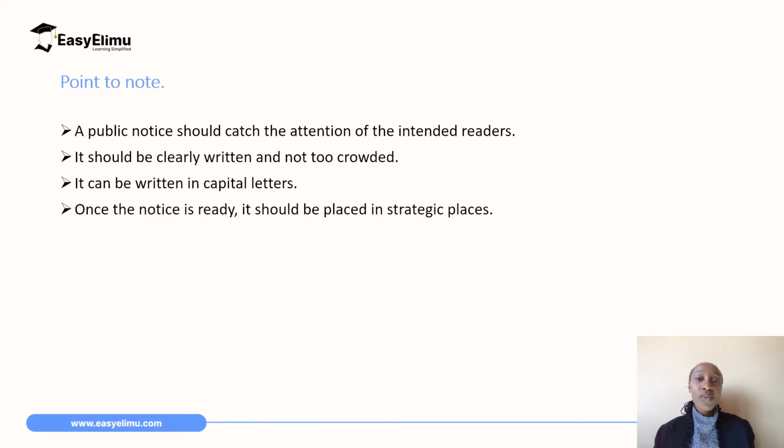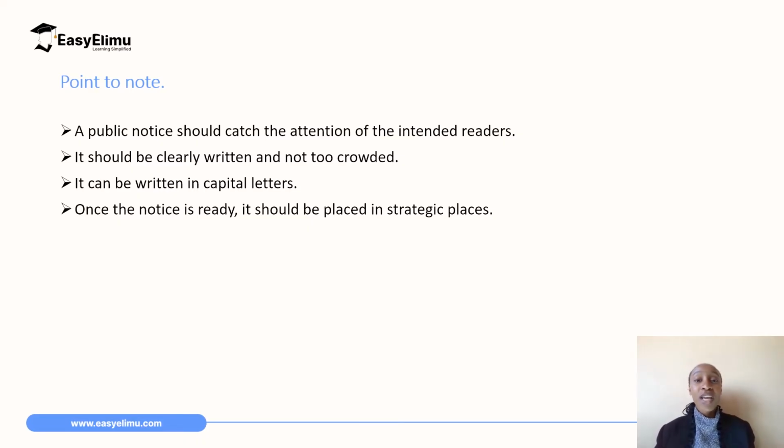And lastly, once you are done preparing your poster and it is now time to put it out there, ensure you put it in strategic places, in places where you know many people will see it. For example, in a setting of maybe your estate, if you have an estate kiosk, you can ask the kiosk owner for permission to put up the poster there. You can have one poster there because you know many people frequent that kiosk.